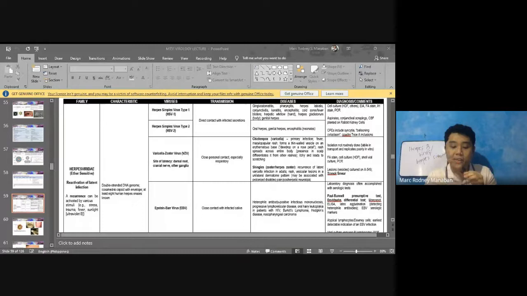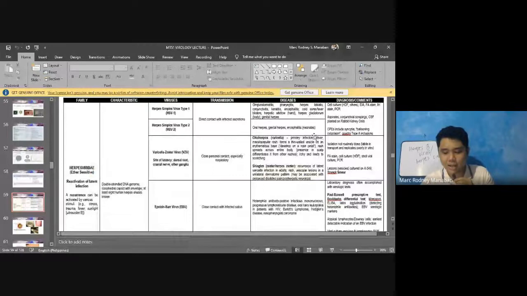Now, for serologic procedures for your HSV 1 and 2, usually it's not indicated because there is not a significant antibody titer rise in the patient. So, it's very difficult to detect. All right. So, that's for HSV 1 and 2. What do you need to remember? Oral herpes, genital herpes. And aside from that, latency also. Cold sores, fever blisters. Take note of that.